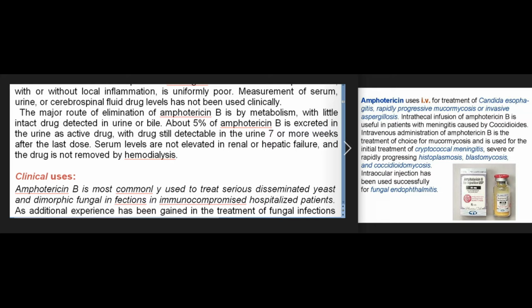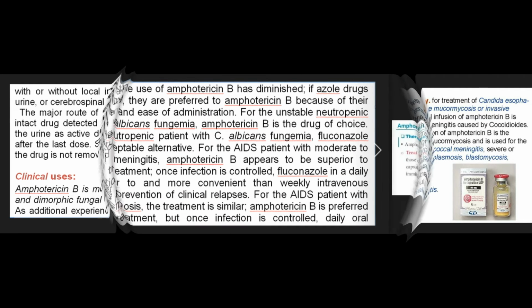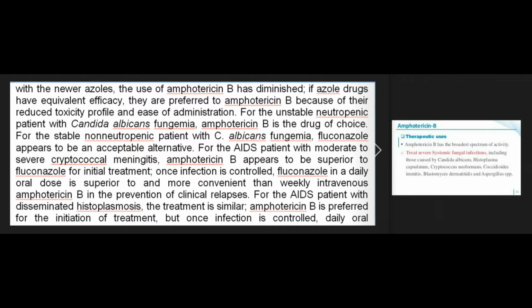Clinical uses: Amphotericin B is most commonly used to treat serious disseminated yeast and dimorphic fungal infections in immunocompromised hospitalized patients. As additional experience has been gained in the treatment of fungal infections with the newer azoles, the use of amphotericin B has diminished. If azole drugs have equivalent efficacy, they are preferred to amphotericin B because of their reduced toxicity profile and ease of administration.